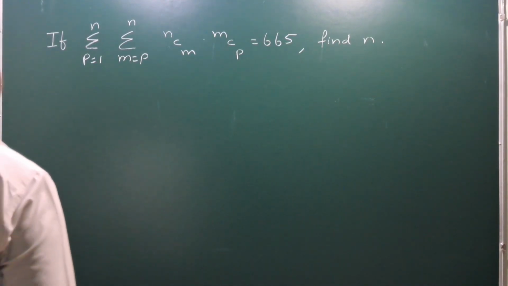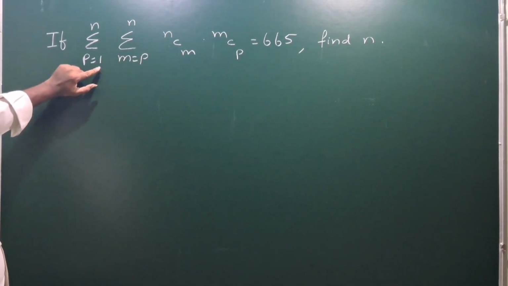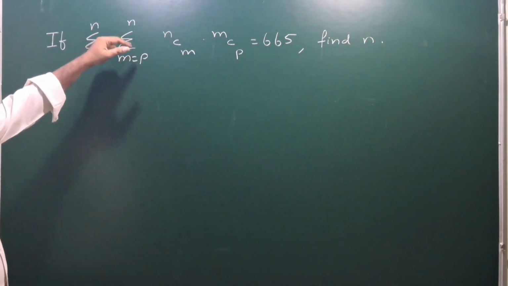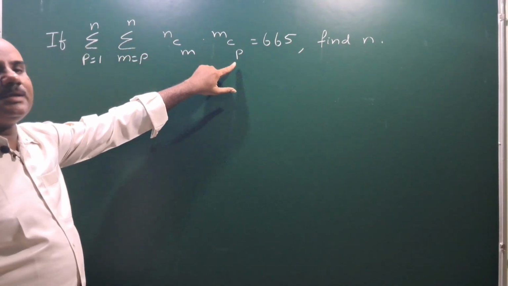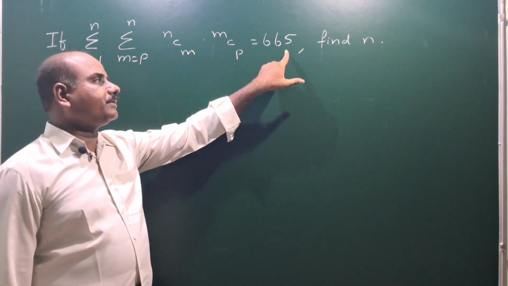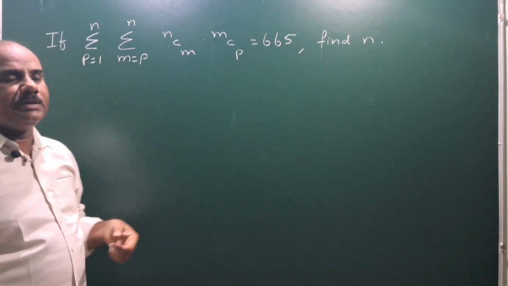Okay, one problem like this. If the double sum, sigma p equals 1 to n, sigma m equals p to n, of nCm into mCp, is equal to 665, we have to find the value of n here.